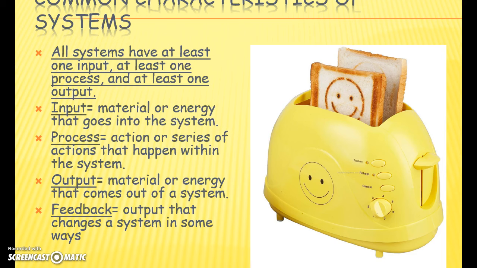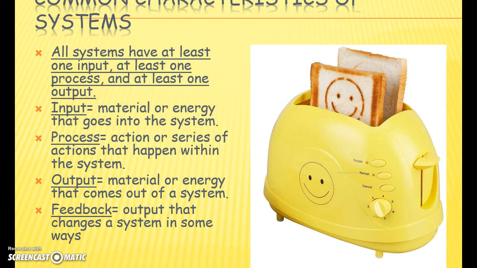Going back to what you learned in 7th grade, let's just review. All systems have at least one input, one process, and at least one output. An input is a material or energy that goes into the system. In my example, the toaster, there are different inputs you could look at. You could say the input is the electricity going in, which is turned into heat energy to toast the bread. You could also say the bread itself is the input. Systems can have more than one; they have to have at least one, but generally they have more.